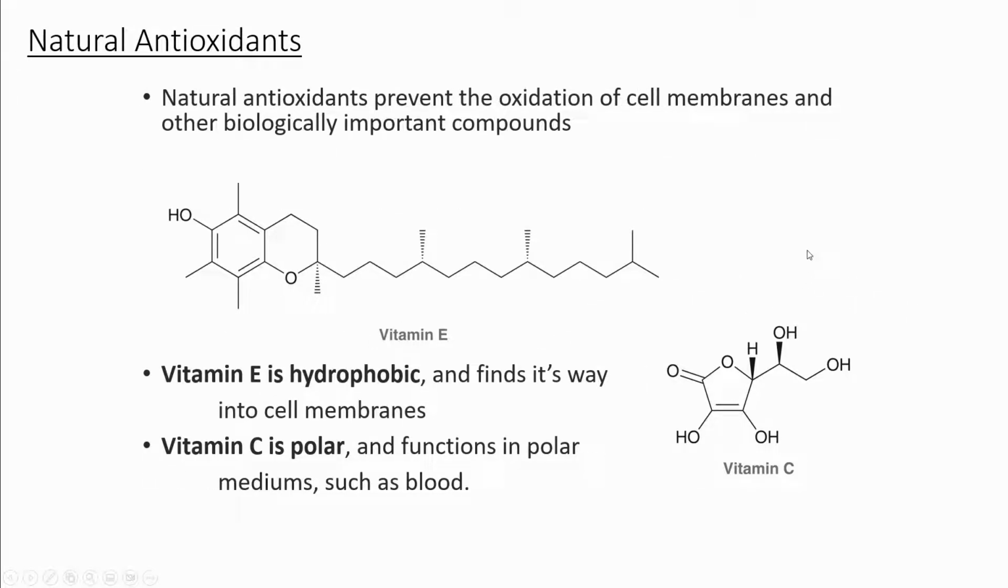There are many natural antioxidants which nature uses to remove the free radicals in biological systems. Vitamin E is an example of a hydrophobic free radical scavenger, while vitamin C is an example of a polar free radical scavenger that can make its way into the blood.